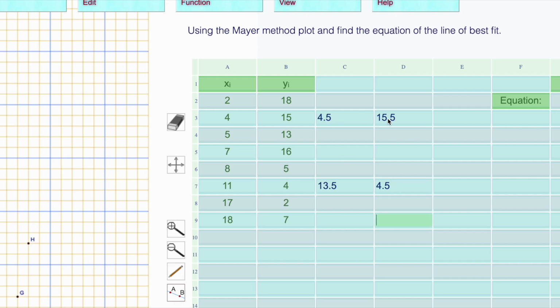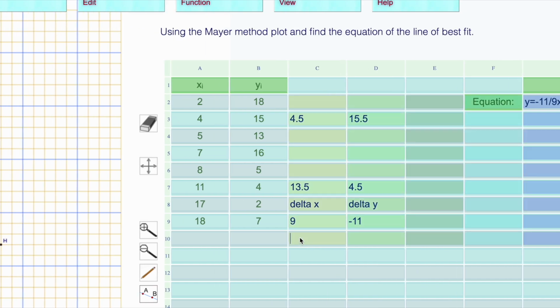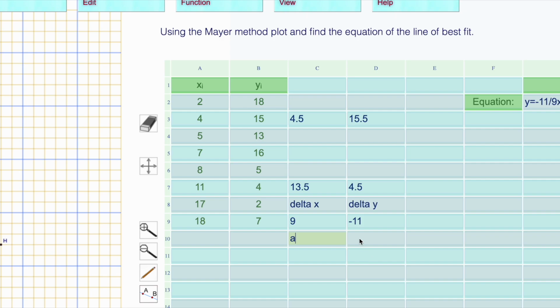I'm going to take these as 2 points, and I'm going to find the equation of the line that goes through these 2 points. So the delta x is that, take away that, gives me 9. And the delta y is 4.5 take away 15.5, which is negative 11. My slope is negative 11 over 9. Our equation is y equals negative 11 over 9 x, doesn't reduce, plus the b value. The a value, negative 11 over 9, is negative 1.22 as a decimal.